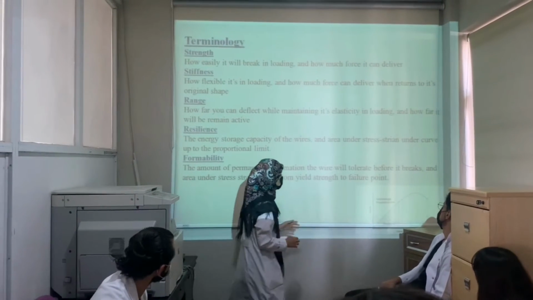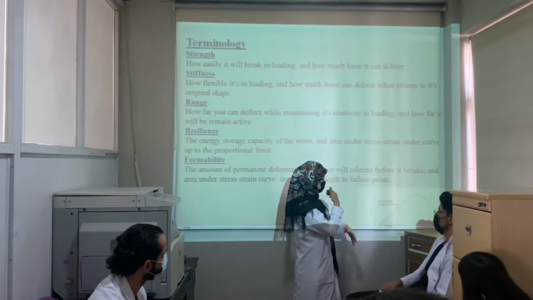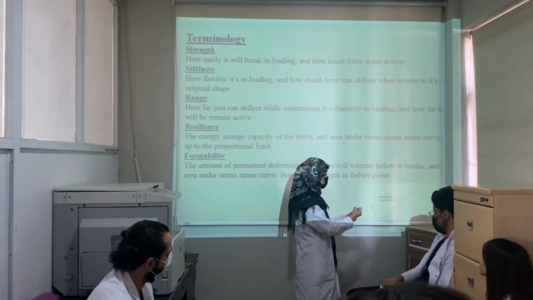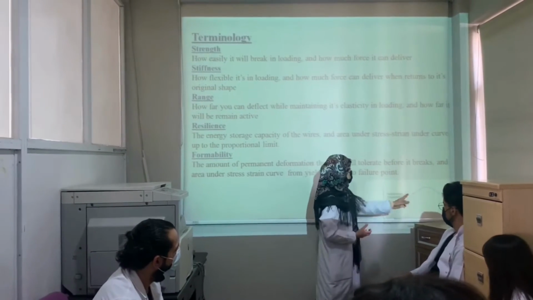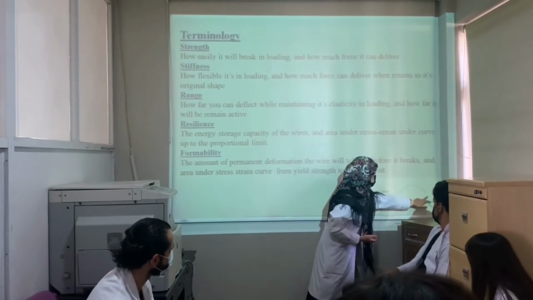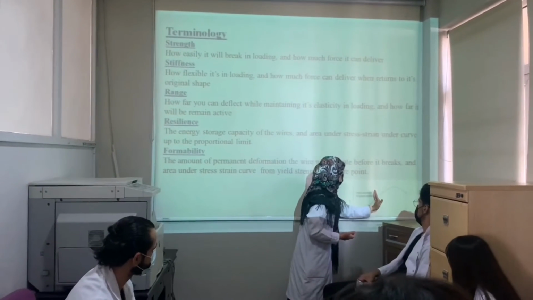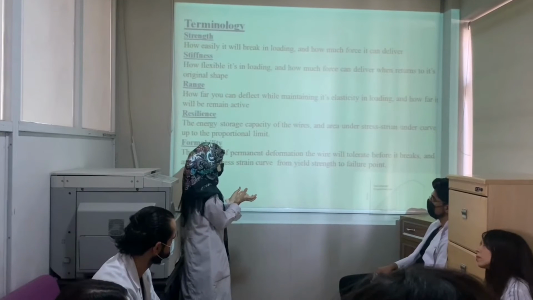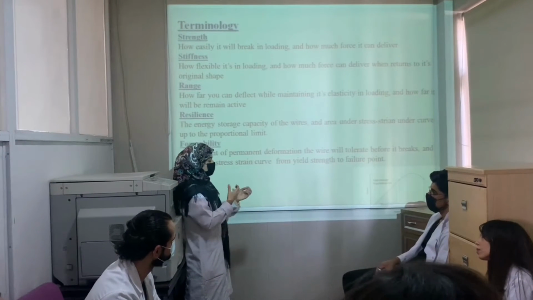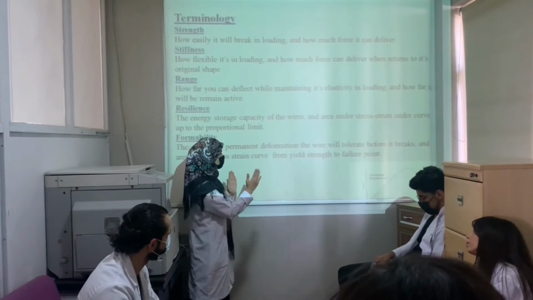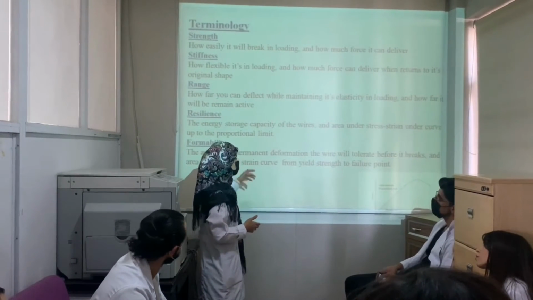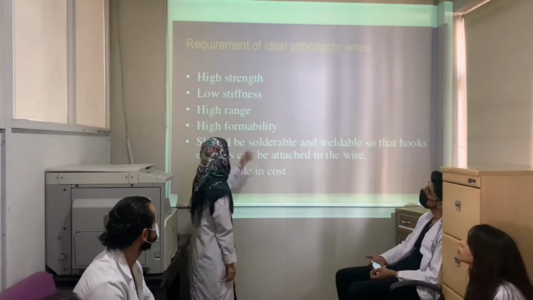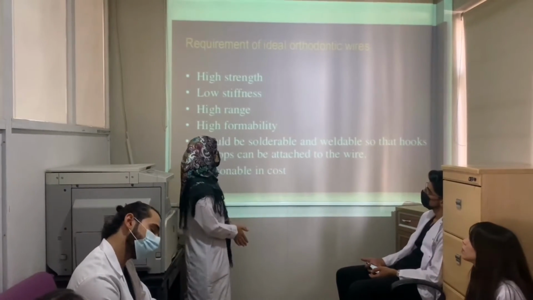It means that in the deactivation, how much it can resist before the break point. Here is the break point, and here is the proportional limit. From the proportional limit to the break point, we have formability. How it can resist and allow deformation before the break point. Those terms are really important to compare between the types of orthodontic wires.